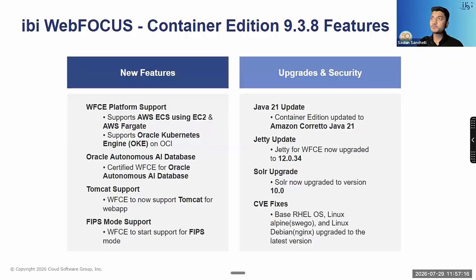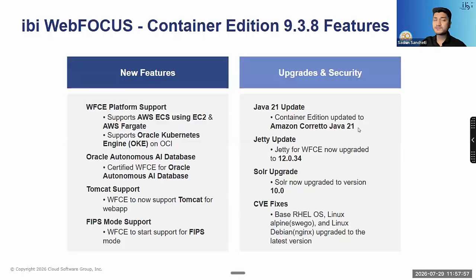We are going to start supporting AWS ECS, both using EC2 and AWS Fargate. We will be starting to support OKE in Oracle Cloud Infrastructure. Then we have certified WFC for Oracle Autonomous AI Database, so you'll have detailed steps available in the documentation on how to configure that. Currently for WFCE, Jetty is the default web app, but starting 9.8 we'll be supporting Tomcat as well. So if you want Tomcat, you can use that as a web app. For on-prem, Tomcat is default. And for more security, we have started supporting FIPS mode as well for WFCE.